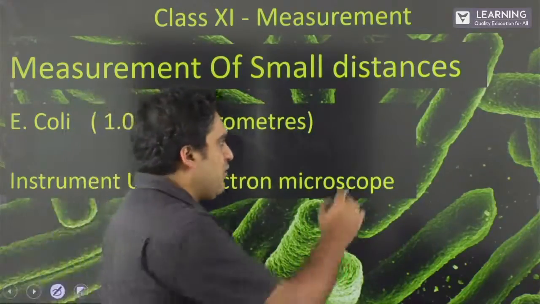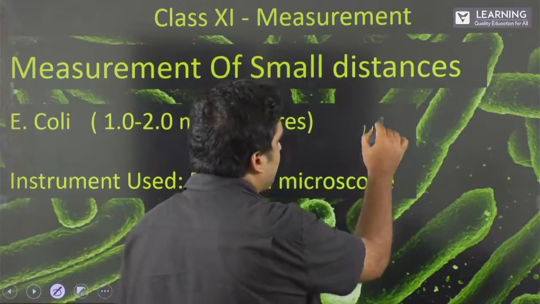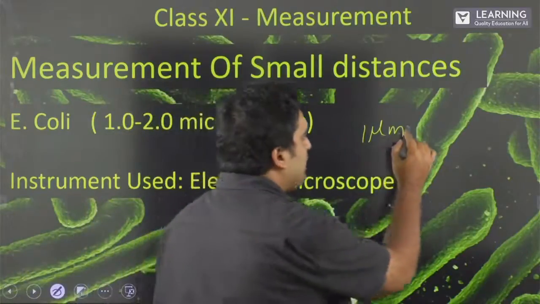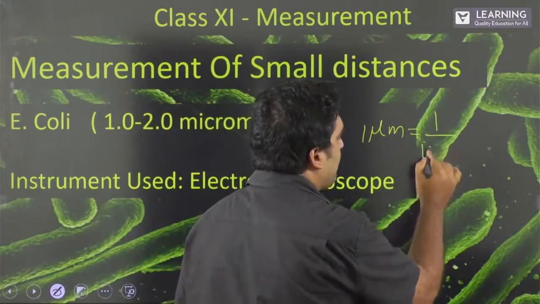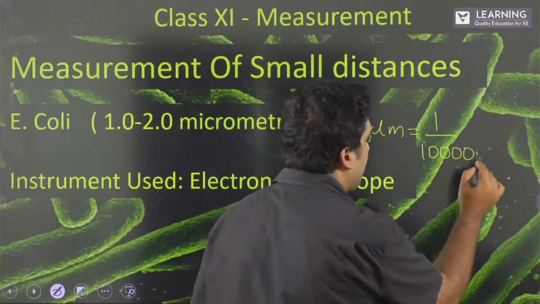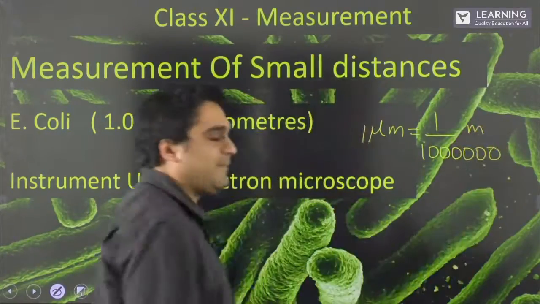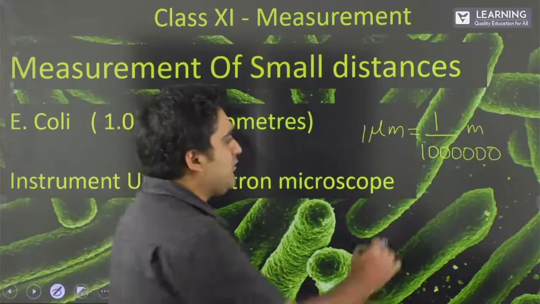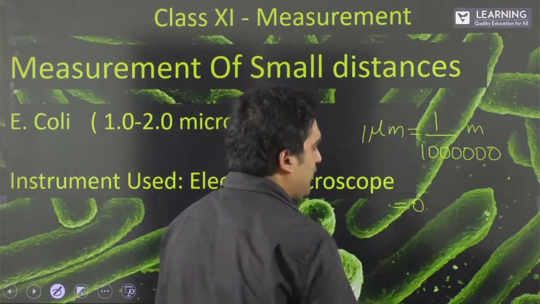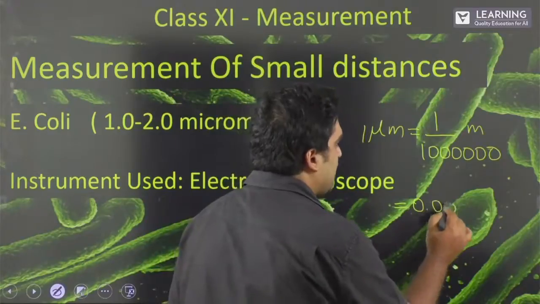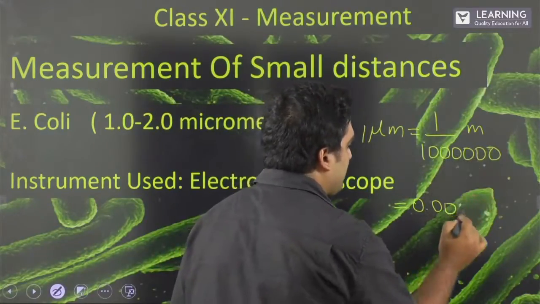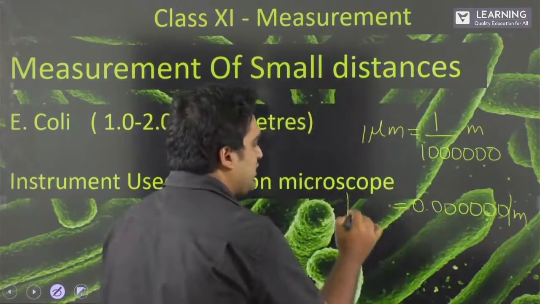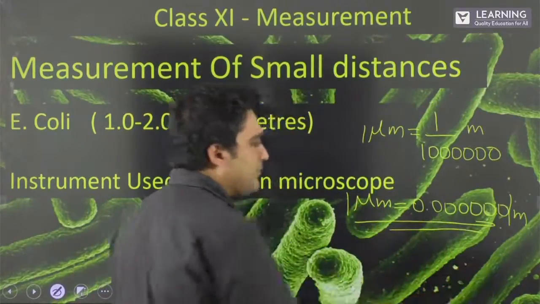1 micrometer, which is written with the symbol micro, is equal to 1 by 1 followed by 6 zeros of a meter. That's a lot of zeros. Then you can divide and you get 0.000001 meter. So that much is 1 micrometer.